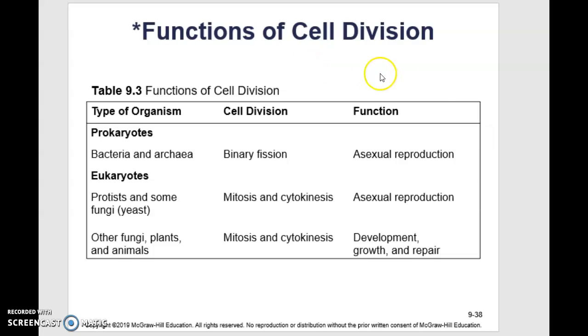And this is a chart that you can look at to see what I was talking about with the functions. Eukaryotes, if they're single-celled, can also do asexual reproduction. But plants, animals, fungi, we cannot. We only do development, growth, and repair for mitosis because we cannot do asexual reproduction. We cannot split in half and have a whole other version of us.